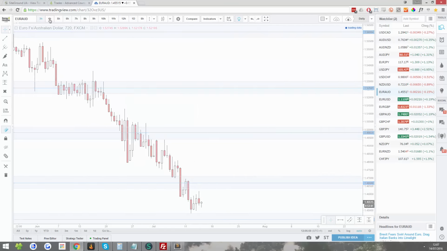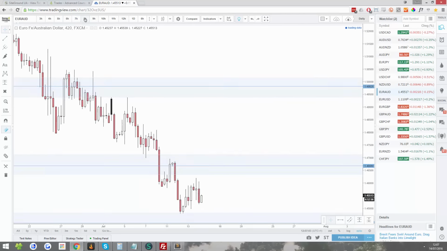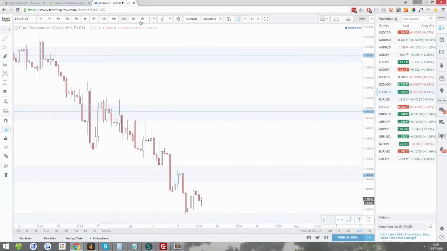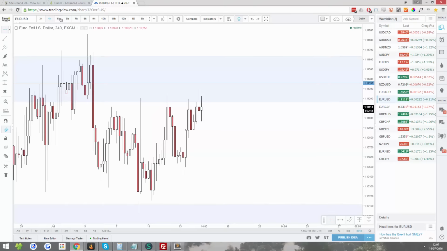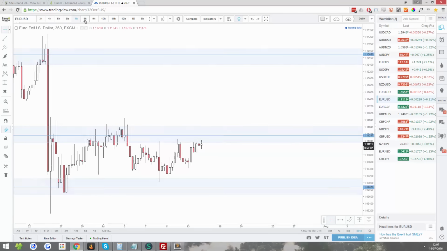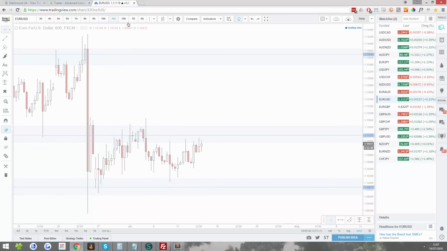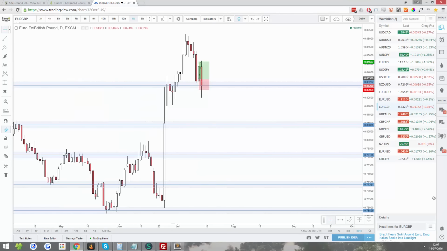EURAUD, let's take a quick scan of this. Nothing of significance happening. EURUSD. Yeah, nothing much going on here. And EURGBP. We're at the GBP pair, so it's time to pull away. So what do we have for today?